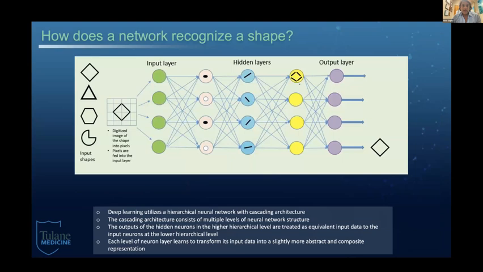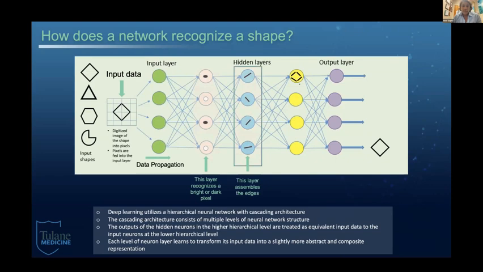So how does our network recognize shape here? We have a network here, and a variety of shapes: triangles, pentagons, squares. Basically, the input layer is a digitization of the image of the shape into pixels, and the pixels are fed into the input layer. Again, we have multiple connections, which are weighted. This layer, the pink circles, recognizes these pixels being bright or dark. And then we have the hidden layers. This layer, in blue, assembles the edges. The next layer places the edges into a form, and the output layer will yield the final shape.